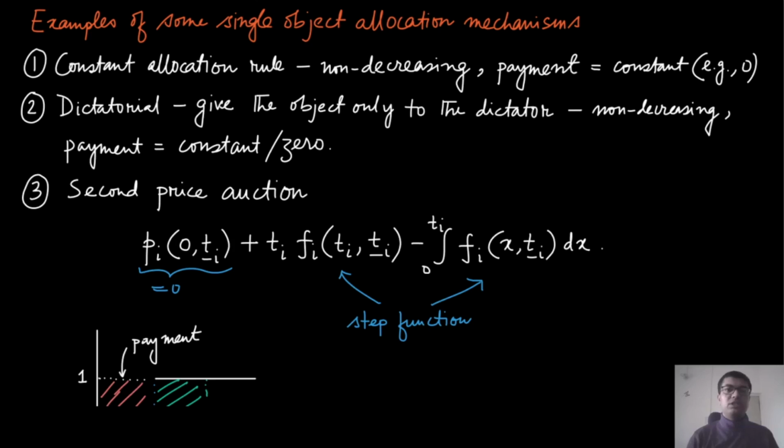The second allocation rule is the dictatorial rule. You give the object only to one of the agents, who is a dictator, and it is definitely going to be non-decreasing. For him it's always 1, for everybody else it's always 0. The payment again can be some constant value or could be 0. So these are trivial mechanisms.